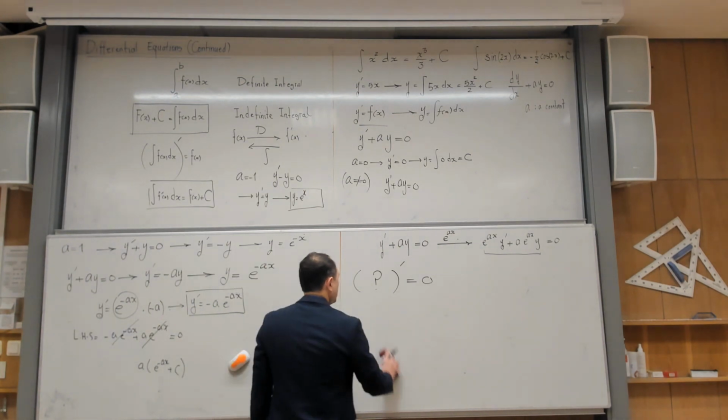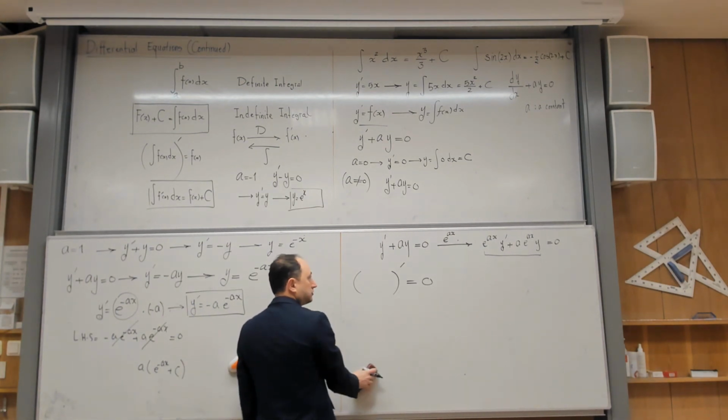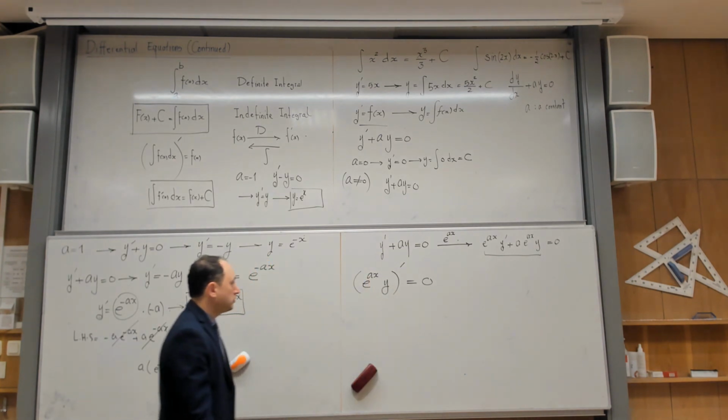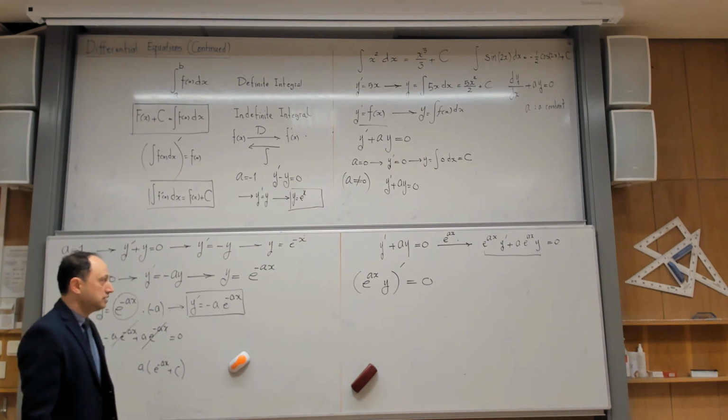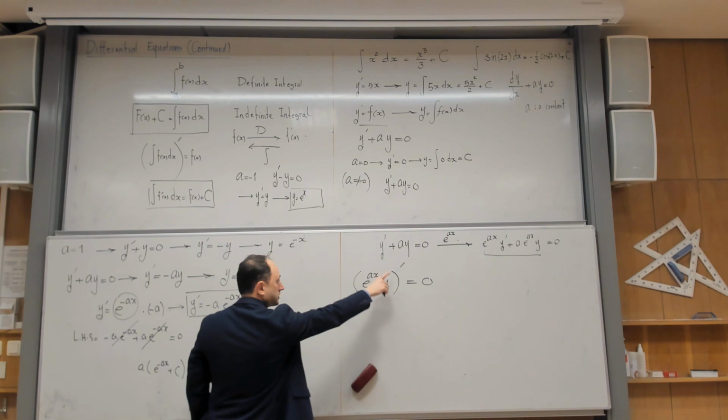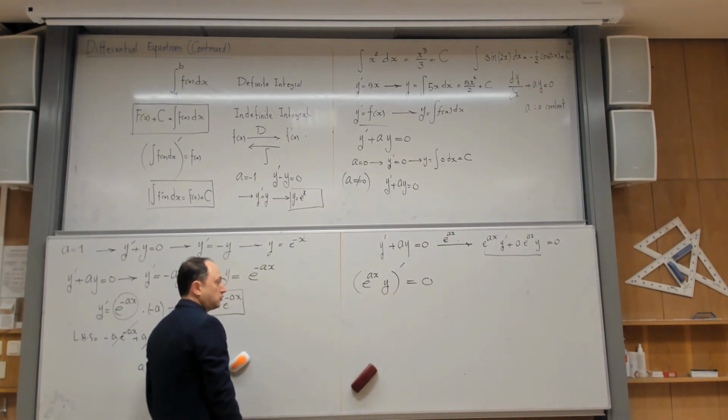Yeah, it's not hard, but you need to think about the product rule. Let me write it and then check if that's correct. Okay. So the question mark should be filled up with this expression. Let us check if it is correct or not. That's a product of two functions and I want to differentiate. So what should I do?